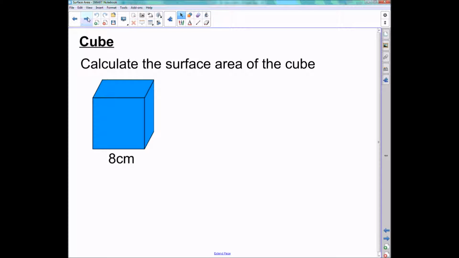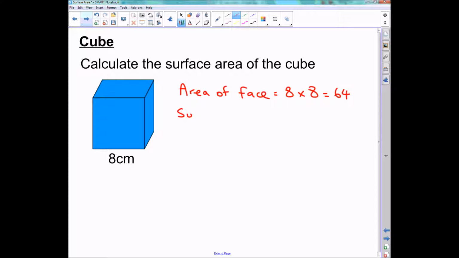Now a cube is the easiest one to find the surface area of because every single face is the same. So all I need to do is find the area of a face, and for a cube this is just going to be the one side multiplied by the other, which is 8 times 8, which is 64. And I also know that I've got 6 faces, so the surface area is going to be the area of one face multiplied by 6, because I've got 6 faces. And that gives me an answer 384. Now the units for this, because it's area, are going to be centimeters squared.